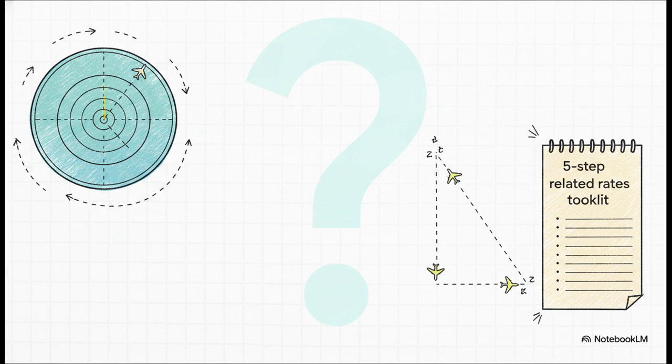Are they on a collision course? Grab a piece of paper, draw out the picture, and use your new 5-step related rates toolkit to find out.